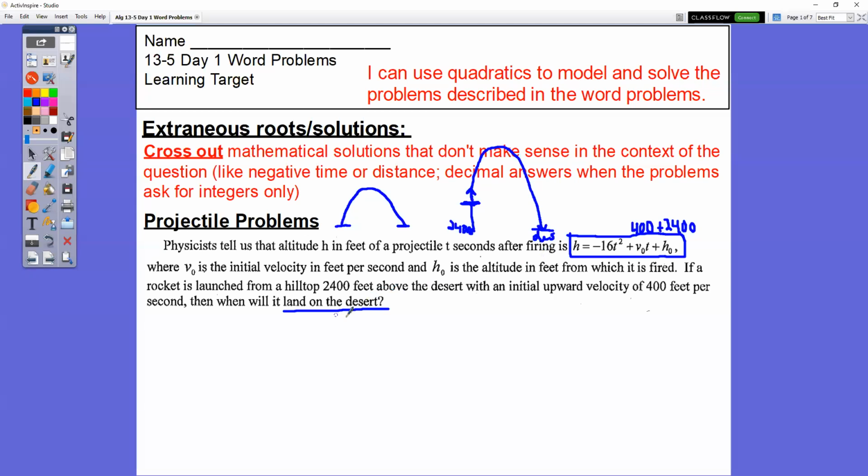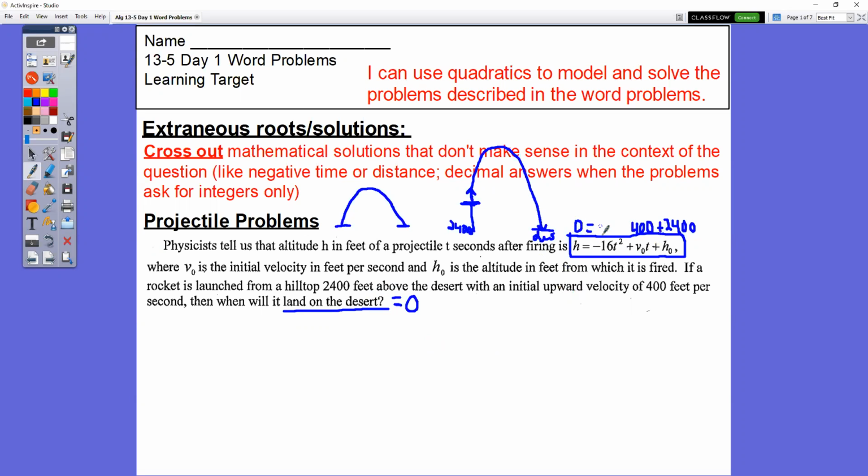At the desert, or the ground, all right, in most of the questions it says, how long does it take to reach the ground? All right, that's going to equal 0. That's going to be very, very important for our questions today. Anytime it says that it's landing on the ground, it's going to be set equal to 0. So here's our equation, and we're going to put it equal to 0.